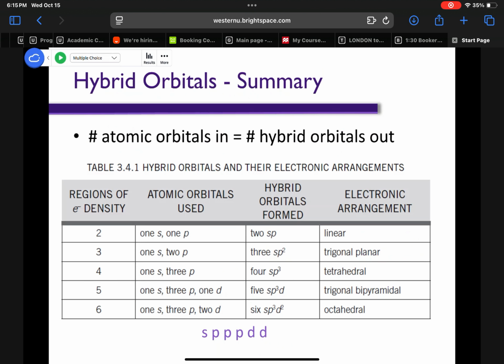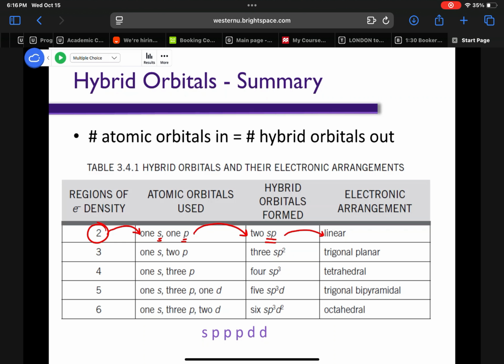So we can work one way, or we can work the other way. We can go from atomic orbitals in to hybridized, or start with our hybridized orbitals, or even with our electron geometry and work backwards. If we need 2 regions of electron density, how do we get that? Well, we put in 2 atomic orbitals. We get out 2 hybridized orbitals, sp and sp, and that's going to give us a linear electron arrangement.